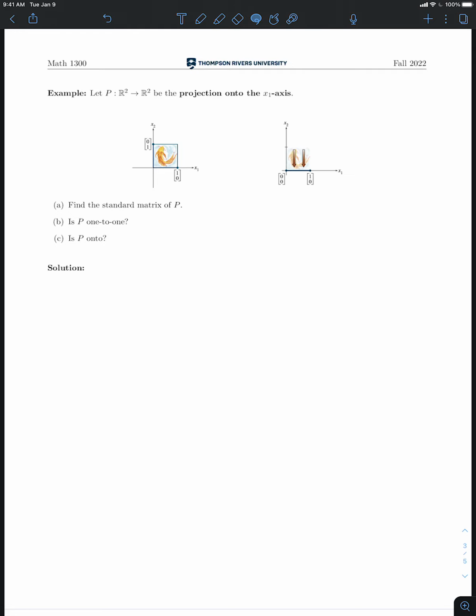All right, so this next example comes with a nice visual that gives you something to think about when you're interpreting what this transformation actually does. This is referred to as a projection, in particular, the projection onto the x1 axis.